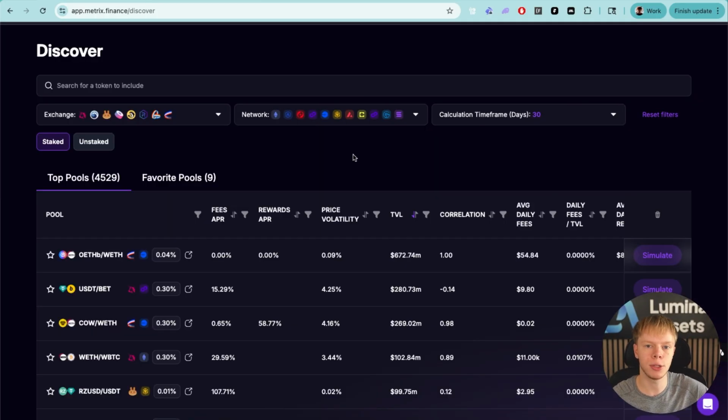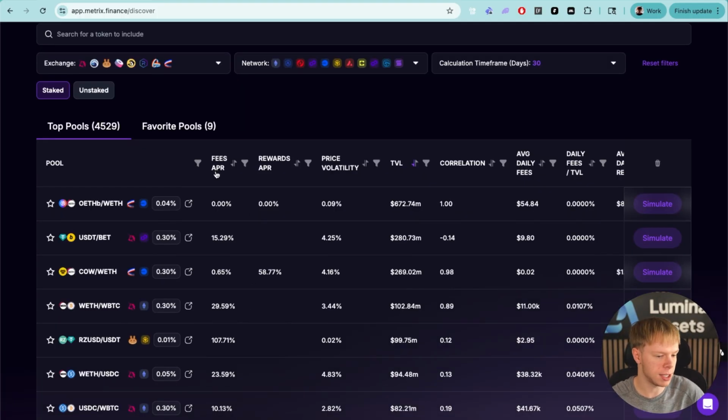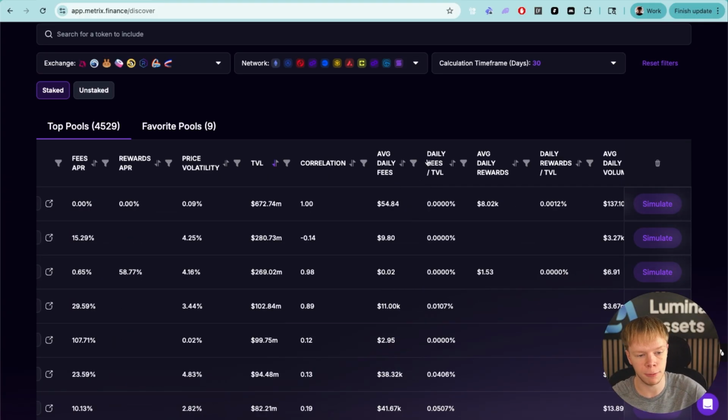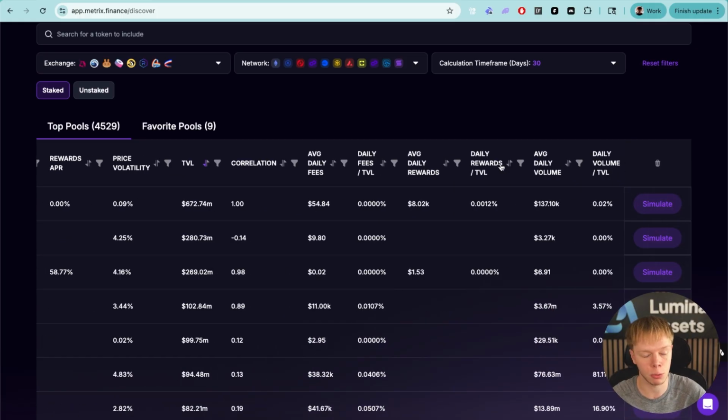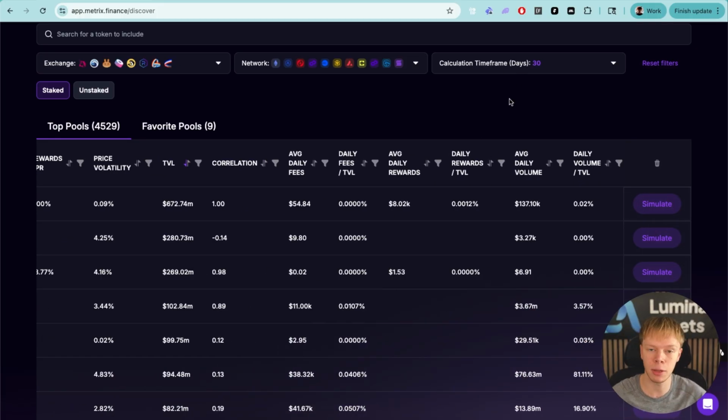Now on Metrix Finance, you have the ability to factor in how much data is being used to calculate potential APRs. On top of that, you will see the fees APR, the rewards APR in the case that there are reward tokens for a specific pool, the price volatility, the TVL, which does seem to be accurate in this instance. You will also see the correlation, the average daily fees over your calculation time frame, the daily fee to TVL ratio, the average daily rewards over your calculation time frame, the daily reward to TVL ratio, and the average daily volume over your calculation time frame, and the daily volume to TVL ratio.